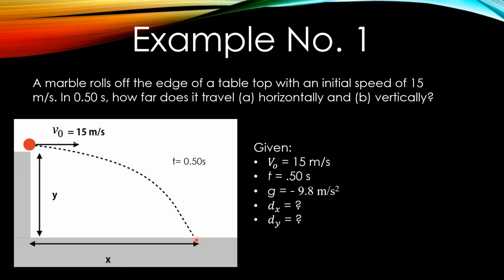In order to find the given, you must read the problem carefully. We have the initial speed, 15 meters per second, and the time, which is 0.50 seconds. You can also write the value of the gravitational pull, which is negative 9.8 meters per second squared. Now, we are looking for the horizontal and vertical displacement of the marble. Next is to identify the formula that we are going to use.